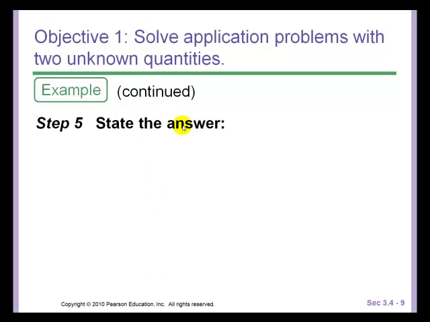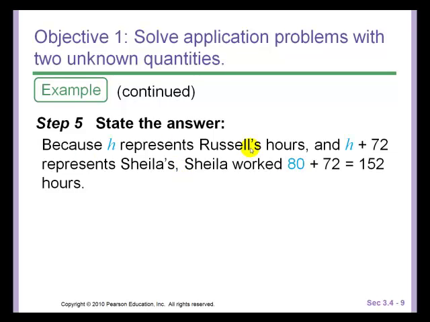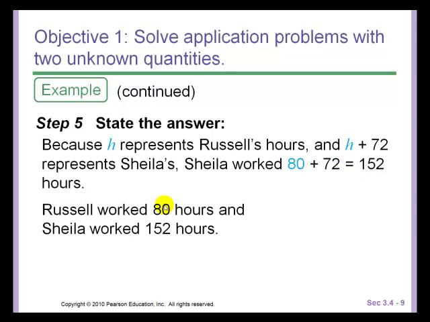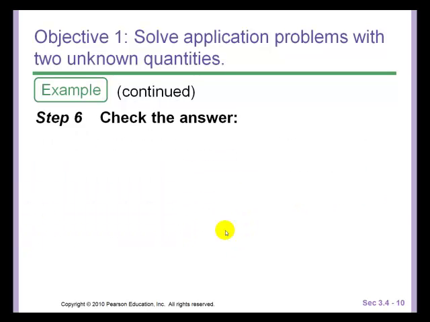Step 5 is to state the answer. Recall that there were two things we didn't know. We didn't know Russell's hours, which we have just found, as 80, but we also needed to find Sheila, and Sheila worked H plus 72, or 72 hours more. So 80 plus 72 is 152. Therefore, Russell worked 80 hours and Sheila worked 152 hours. This will be our answer as soon as we check it.